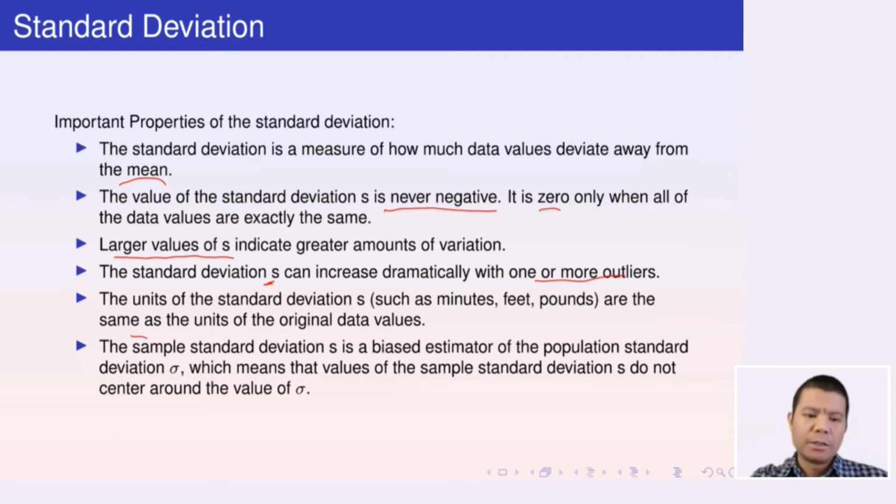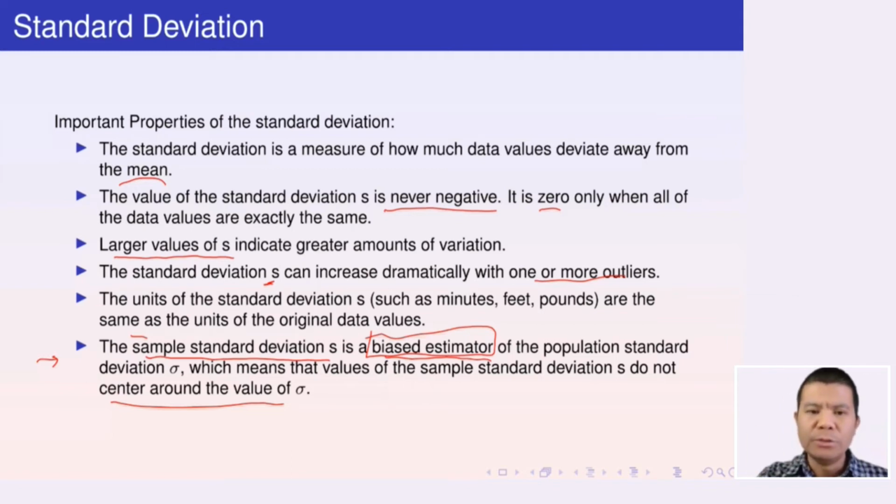And finally, the sample standard deviation S is a biased estimator of the population standard deviation, which means the value of the sample standard deviation does not center around the value of sigma. This idea of a biased estimator is out of the scope of this course, so this is just for your information. These are the important properties of standard deviation.